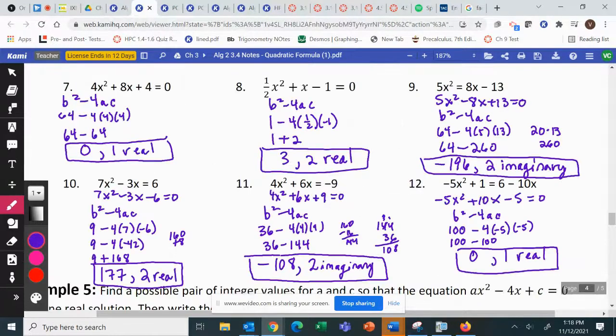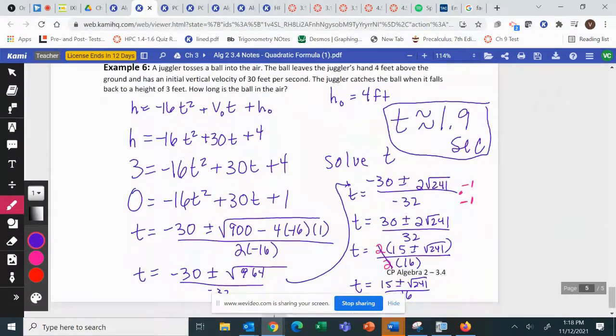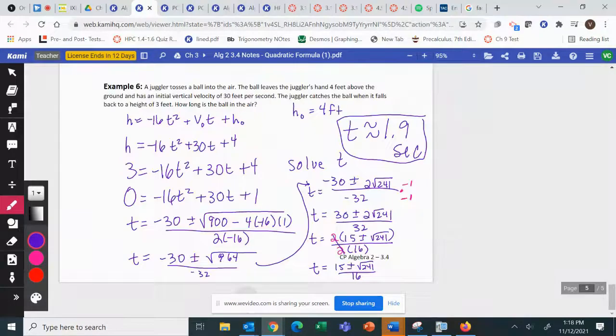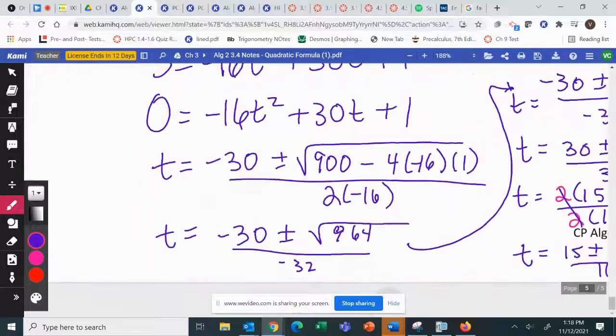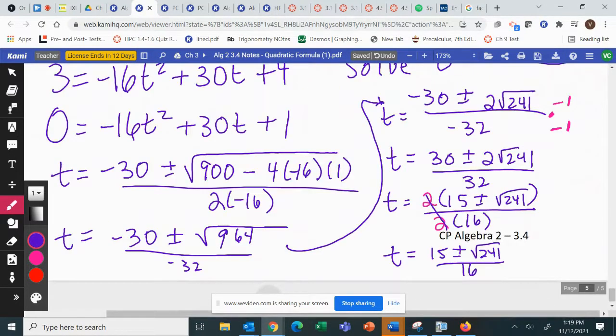Let me go to my other one because of time. I forget what that number is. Oh, 964 would be what's under the square root. 964 does simplify. I'm sorry, now I'm going fast because we're almost out of class time. So going through the process of simplifying it, we've got 2 square root 241.